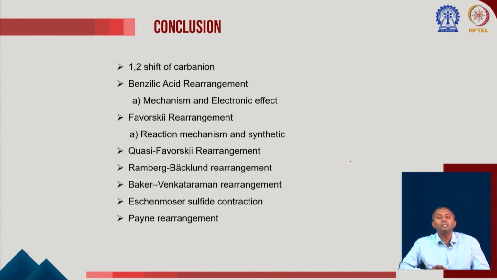In today's class, what we have learned: first, we started with the carbocation. We have learned about the 1,2 shift. We have learned why the 1,2 shifts are not favorable at the beginning if you have alkyl. Then if you have a phenyl there, the 1,2 shift is happening for the phenyl group, because the corresponding cation, which is generating the dibenzylic carbocation, is getting very much stabilized through resonance.